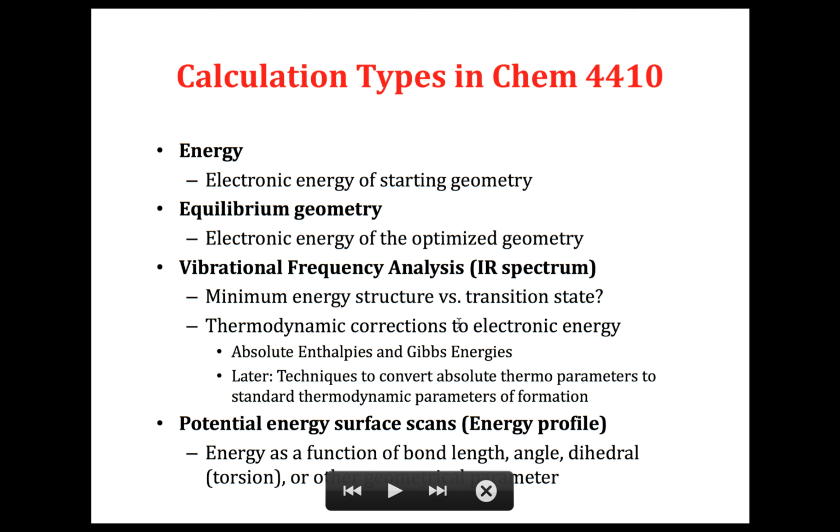Sometimes you end up with a structure that might have two imaginary frequencies. Sometimes they look negative, but really they're imaginary. But if you see a negative or imaginary vibrational frequency, and there's actually two of them, that's what you call a higher order saddle point, which has no physical meaning. So we want to ignore those as being minimum energy points should we find them.